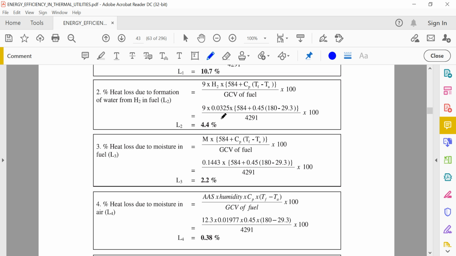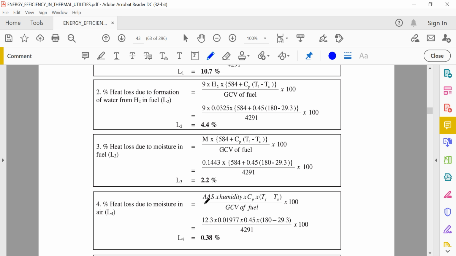Similarly, there is moisture already present in the fuel. So the loss is the value of moisture multiplied by this same equation, 584 plus Cp (Tf minus Ta). Calculating this, we are getting 2.2% loss due to moisture in fuel. And lastly, the loss due to moisture in air.